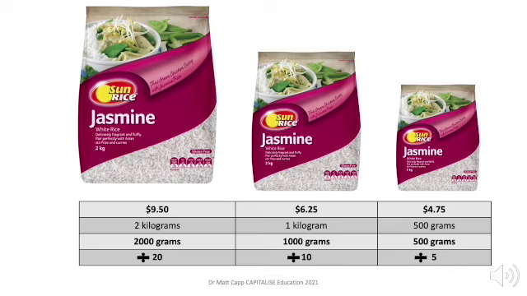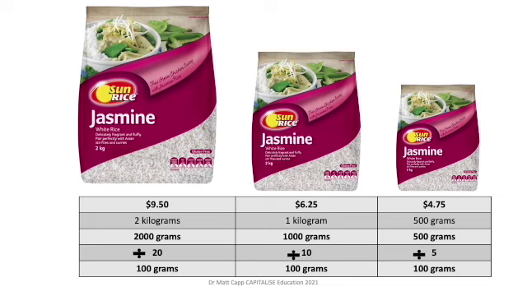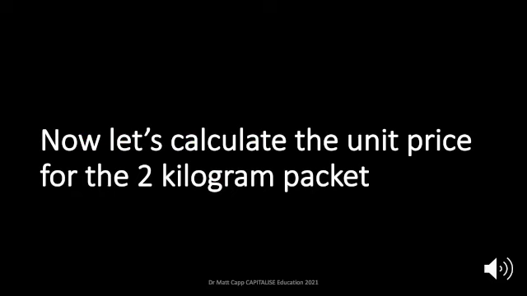We now need to reduce 2,000 grams, 1,000 grams and 500 grams down to 100 grams. To do this, we have to identify what we need to divide each number by. 2,000 grams needs to be divided by 20, 1,000 grams divided by 10, and 500 grams divided by 5. Now let's calculate the unit price for the 2 kilogram packet of rice.